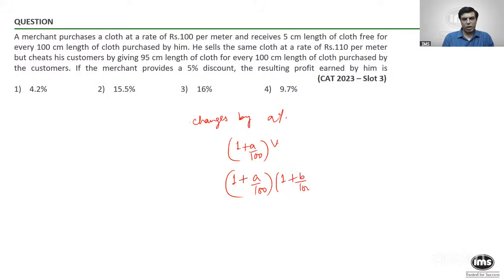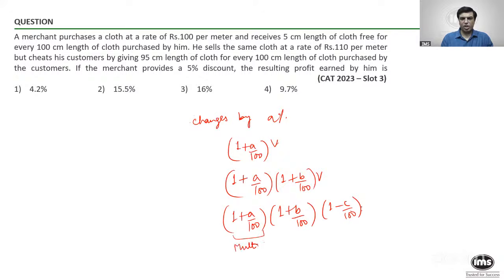And then if you apply a third change of C%, let's say negative C, a decrease, it becomes 1 plus A by 100 into 1 plus B by 100 into 1 minus C by 100. That means these are my multiplicative factors. So if I just keep multiplying my initial value by each of the multiplicative factors, then I will get the final value at the end of the whole process. Okay. So now let us use this method for solving this question. There are multiple changes. We will take each into account, create a multiplicative factor for each of them and multiply.